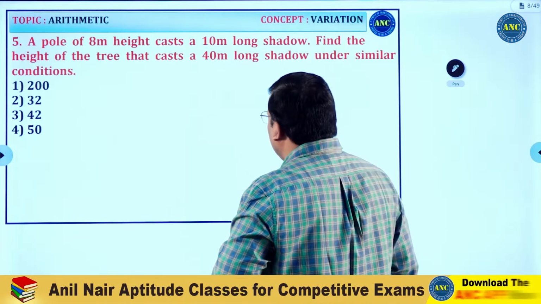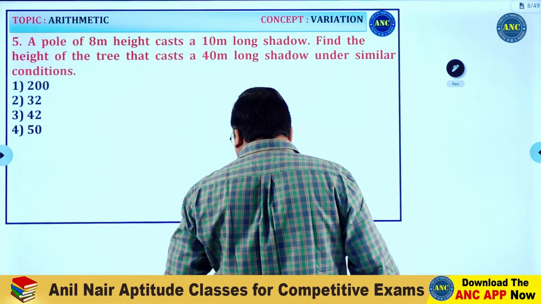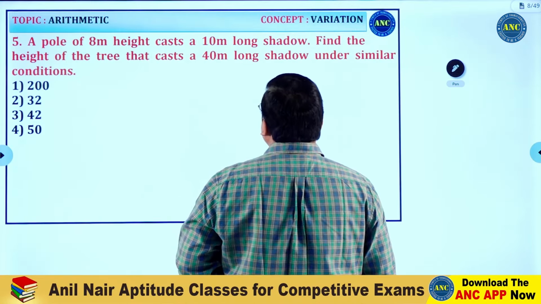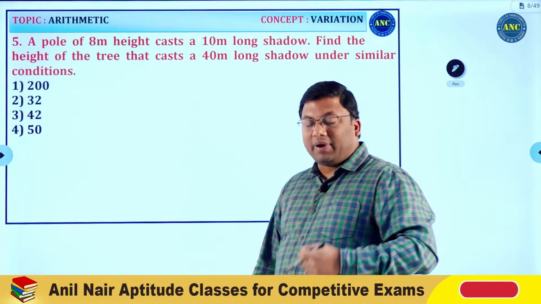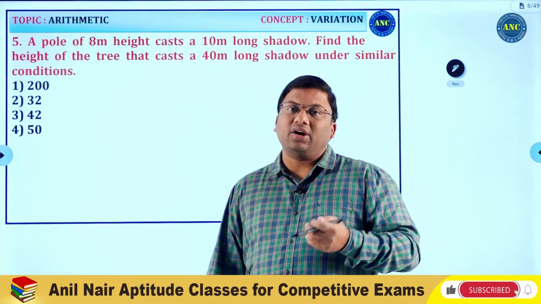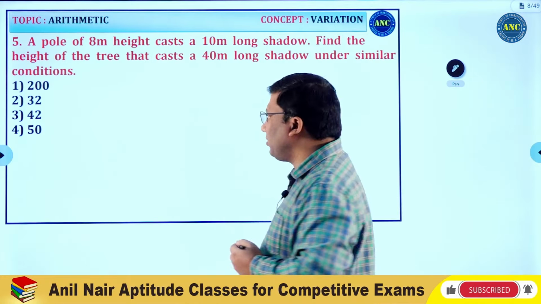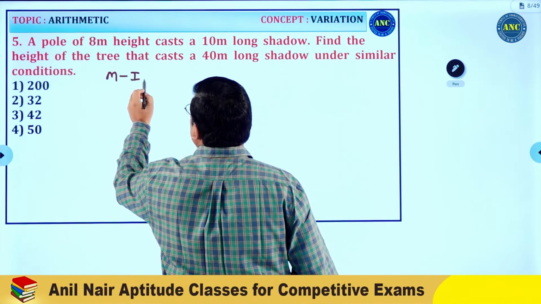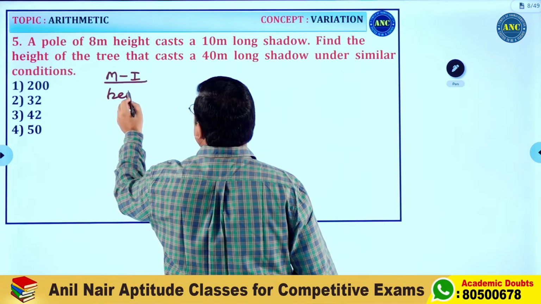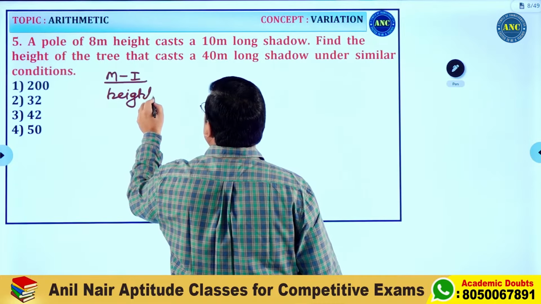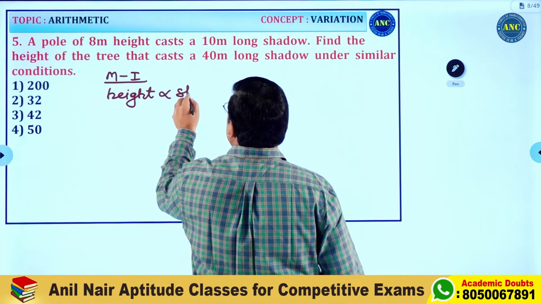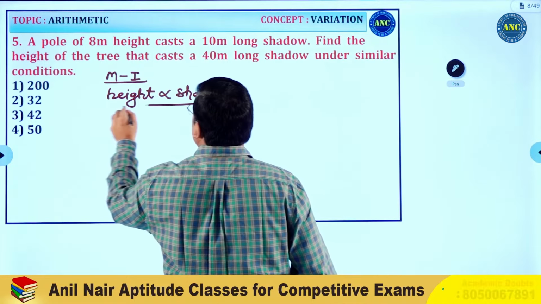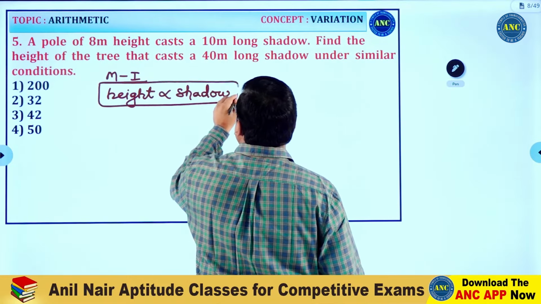Next one, a pole of height 8 meters casts a 10 meters long shadow. If my height is more, the shadow length also will be more. That means traditional method, Method 1. The height and shadow length both are directly proportional to each other.